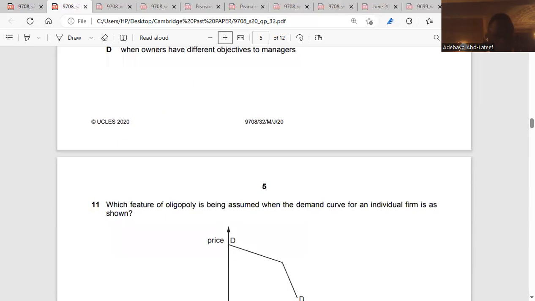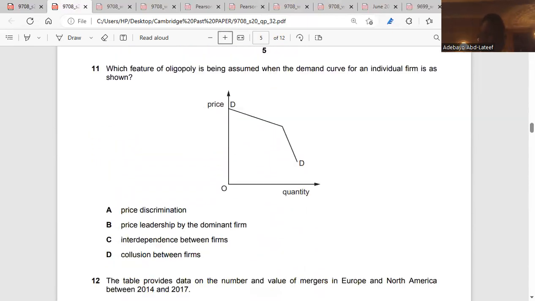Question 11. Which feature of the oligopoly is being assumed in the demand curve for an individual firm as shown? If the demand curve breaks like this, it means firms have to depend on each other to meet consumer needs. Each firm cannot meet the needs of consumers alone, so they have to rely on each other. That means interdependence of firms. So the answer is C.